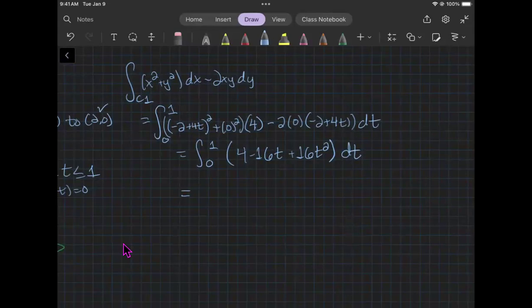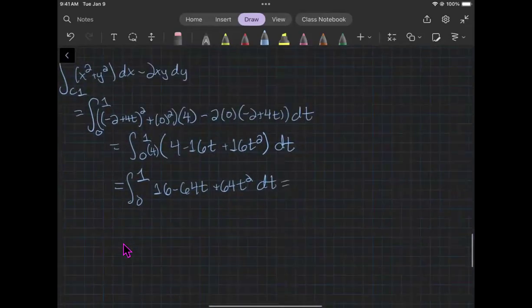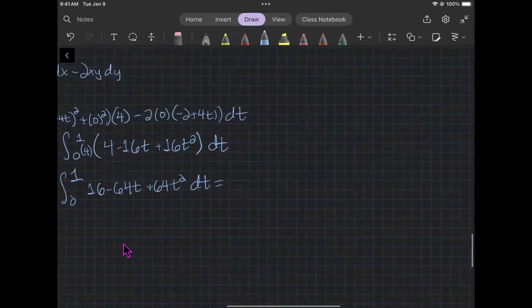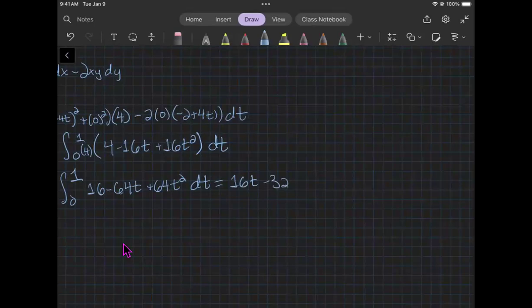Oh yeah, times 4. And so this integral should equal the integral from 0 to 1 of 16 minus 64t plus 64t squared. And so by integration, this equals 16t minus 32t squared plus 64 thirds t cubed, which goes from 0 to 1.